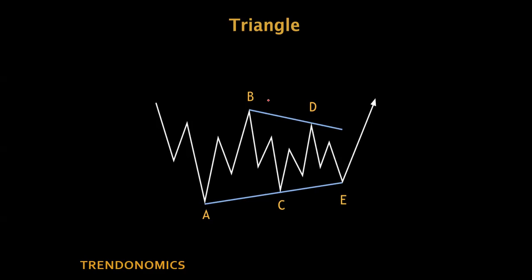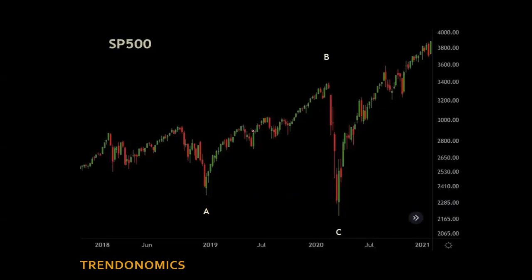There is a symmetrical triangle or a normal triangle, where we could see the market unfolding as a symmetrical triangle, and a running triangle where wave B goes higher than the starting point of wave A, and waves E and C are higher than the wave A position, and all the waves are getting shorter except wave B. We could spot a running triangle over here in the S&P 500.